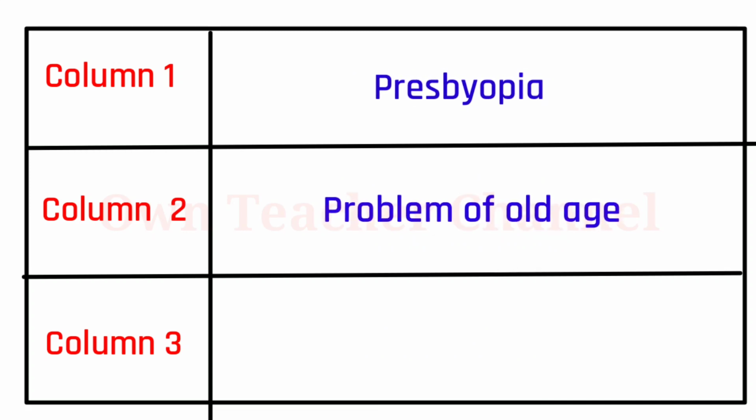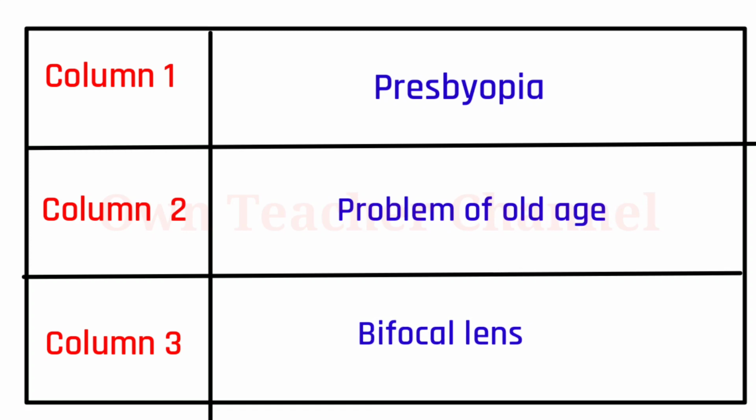Presbyopia, problem of old age. Bifocal lens. The ability of the muscles near the eye lens to change the focal length of the lens decreases with age. This defect is known as presbyopia. In this defect, sometimes people suffer from both nearsightedness and far-sightedness. Therefore, bifocal lenses are required to correct this defect.